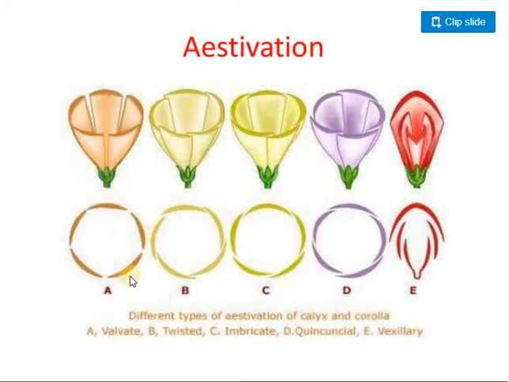So when the petals are arranged in the form of a circle without any overlapping, this kind of an arrangement is called valvate aestivation.